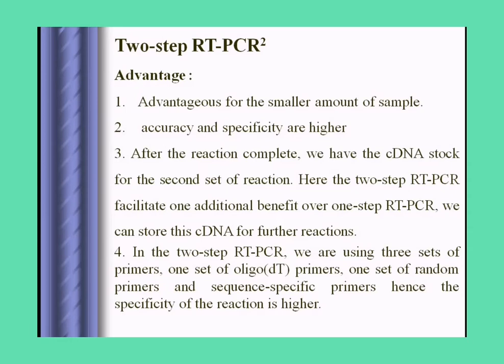Advantages of two-step RT-PCR. First one, for a smaller amount of sample, accuracy and specificity are higher. Third one, after the reaction is complete, we have the complementary DNA stock for a second set of reactions. Here the two-step RT-PCR facilitates one additional benefit over one-step RT-PCR: we can store this complementary DNA for further reactions. In the two-step RT-PCR, we are using three sets of primers, one set of oligo-dT primer, one set of random primer and sequence-specific primer. Hence the specificity of the reaction is higher.